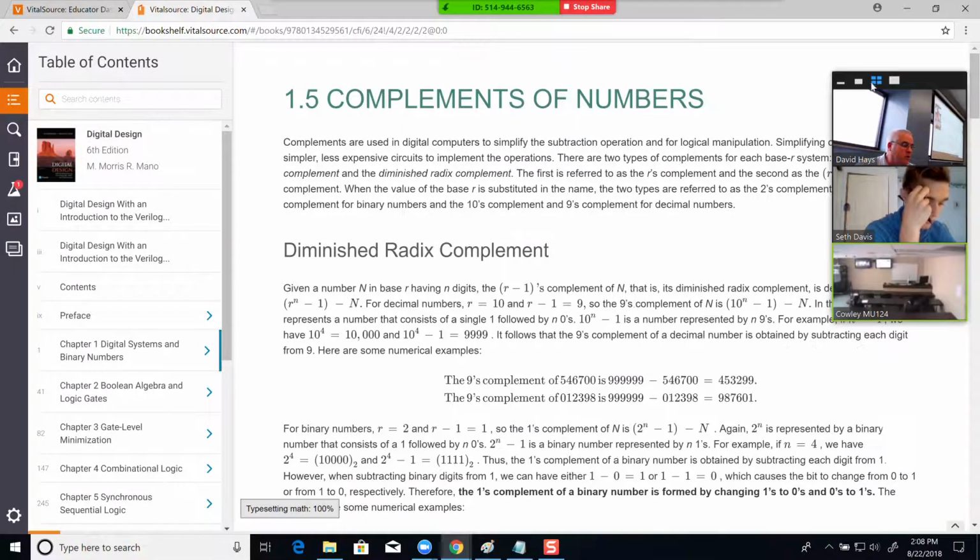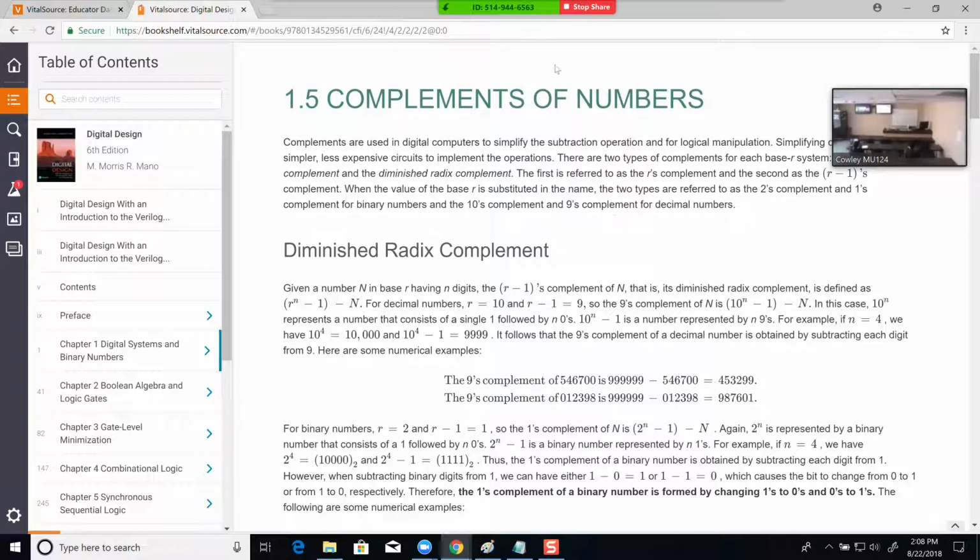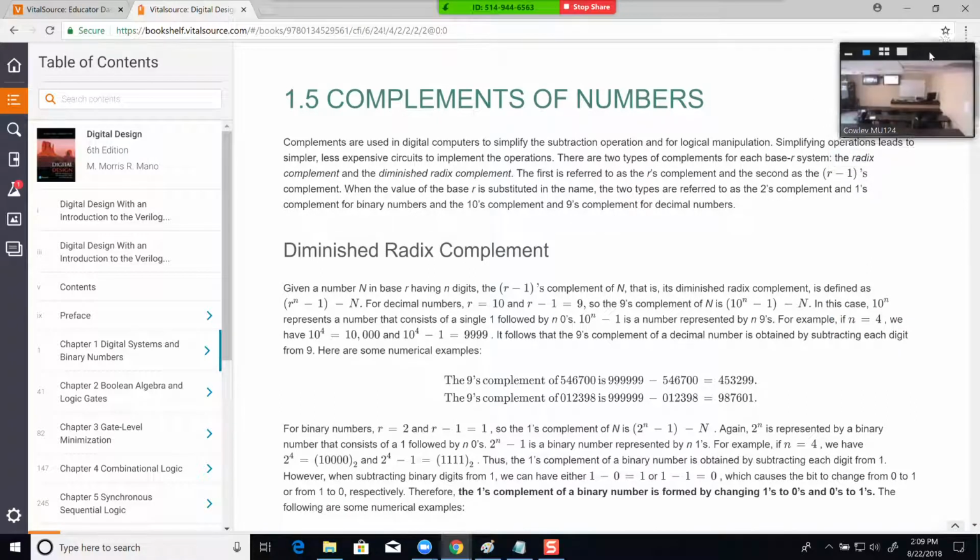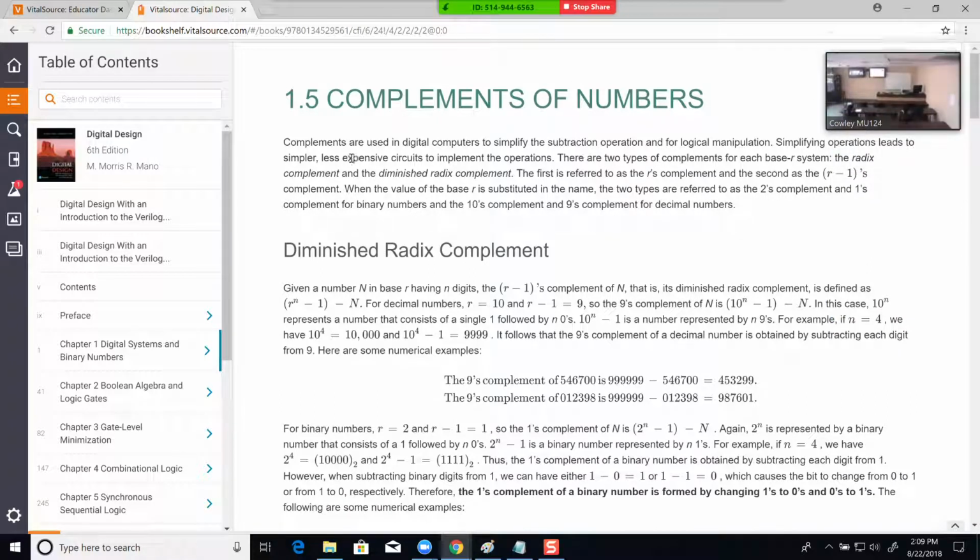Now this next part gets into complements of numbers. And they explain why this is important for digital computers. Complements are used in digital computers to simplify the subtraction operation and for logical manipulation, which we'll talk about later on. Simplifying operations leads to simpler, less expensive circuits to implement the operations.